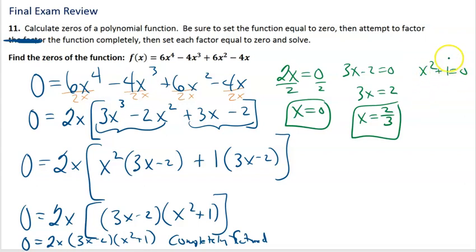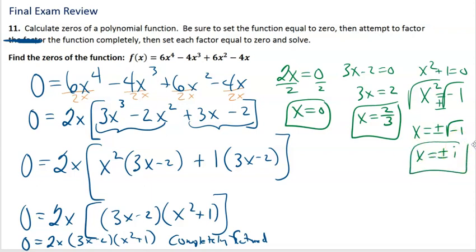And then finally, this guy, you could use the quadratic formula with a is 1, b is 0, and c is 1. Or, because it doesn't have an x term in this quadratic, you can just subtract the 1. x squared equals negative 1. And take the square root of both sides. Don't forget to put the plus or minus whenever you have the square root. So x is plus or minus the square root of negative 1. Y'all know that's the same thing as i.